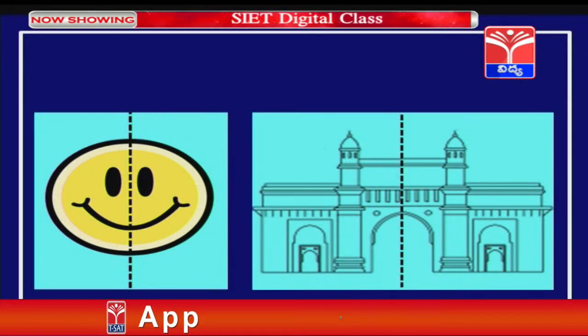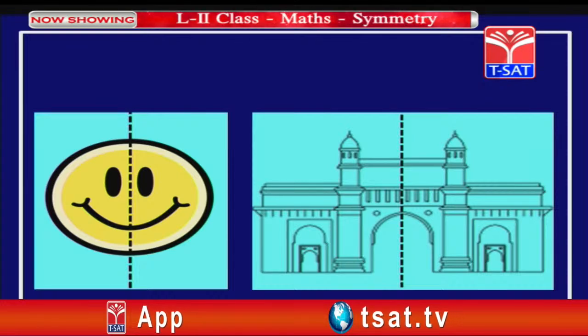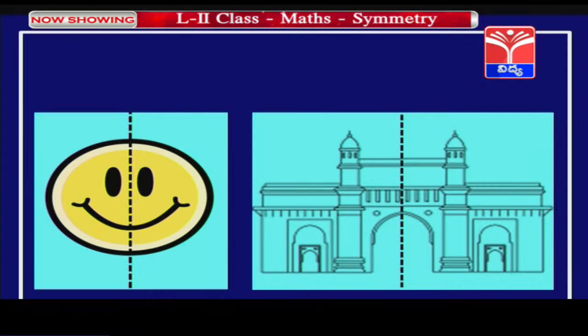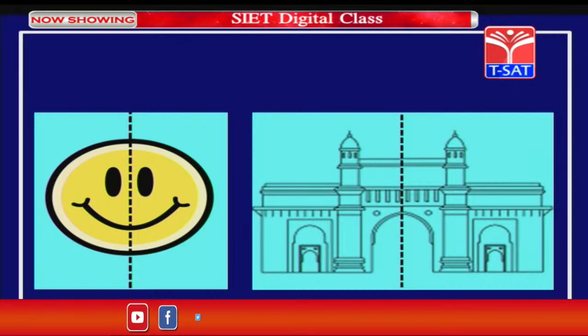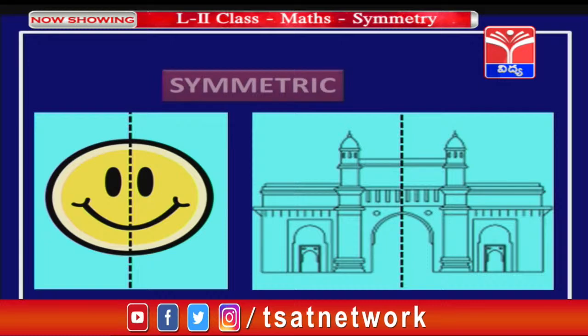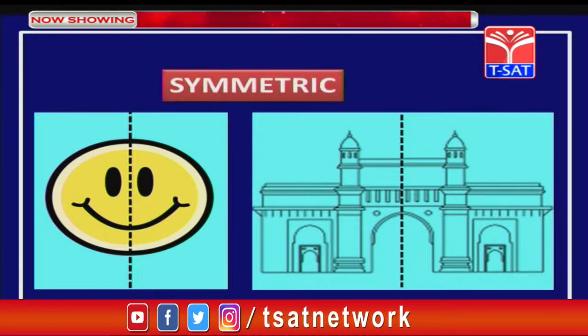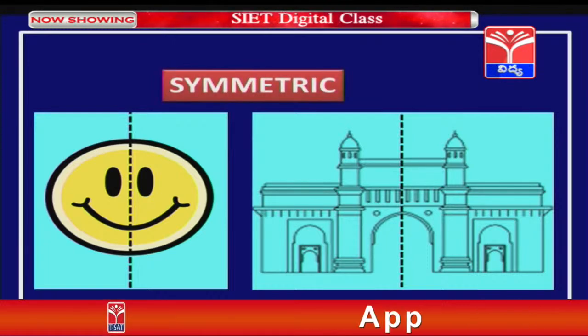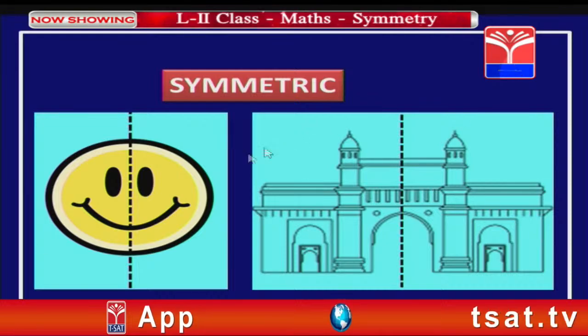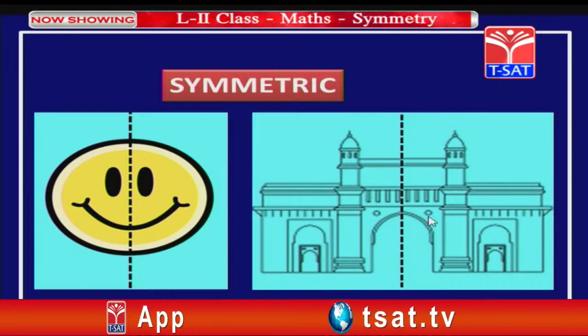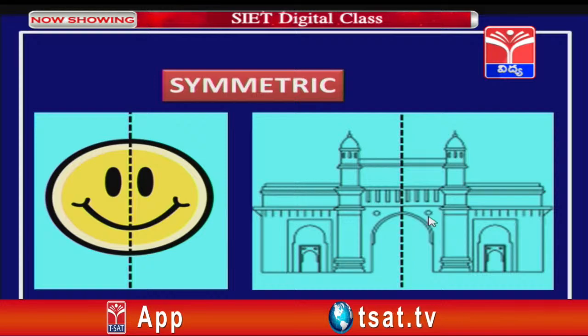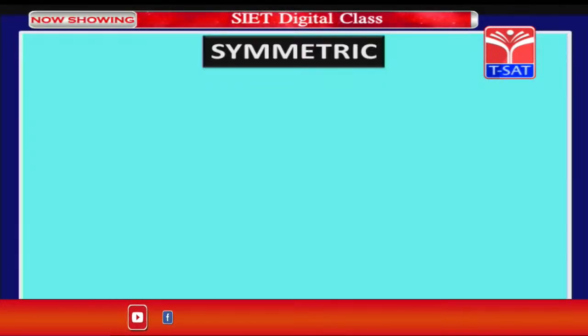Now children, take a look at the images shown on your screen, a smiley and a beautiful architectural structure, say a fort or maybe a building, isn't it children? Now these two objects, that is the smiley and this monument, are said to be symmetric. Now what actually is symmetric?